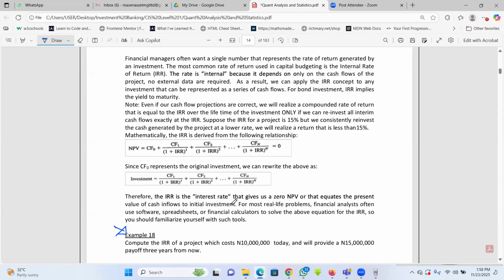Compute the IRR of a project which costs 10 million naira today and will provide a 15 million naira payoff 3 years from now. Great job. So what are the concepts? What are the things you are given here? What do they mean? 10 million here is what? Anybody?